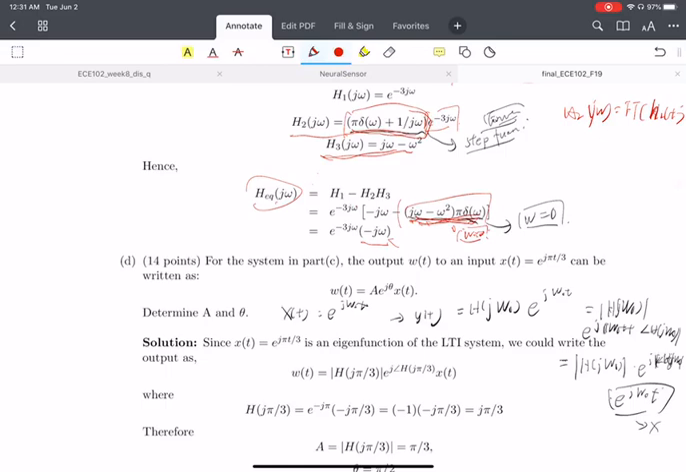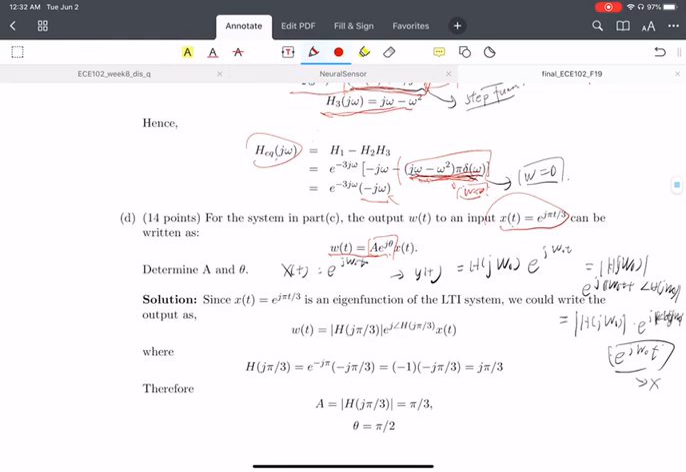Okay, so question D asks that if we have an exponential input x(t), and the output can be written as some kind of constant multiplied with x(t). So whenever we see the exponential term, we will immediately think about the eigenfunction property.